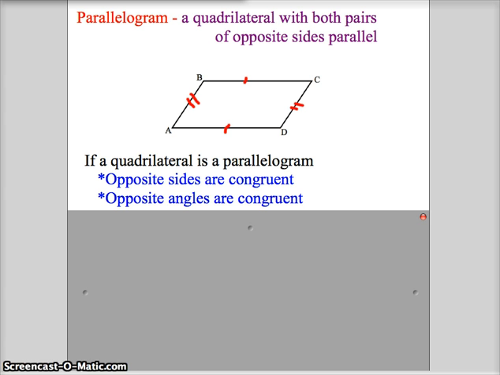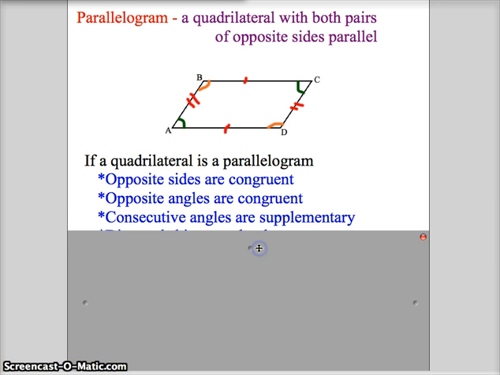Opposite angles are congruent. So angle C is congruent to angle A, and angle B is congruent to angle D. Consecutive angles are supplementary. Consecutive angles, that just means the angles side by side. So angle A and angle D are supplementary.